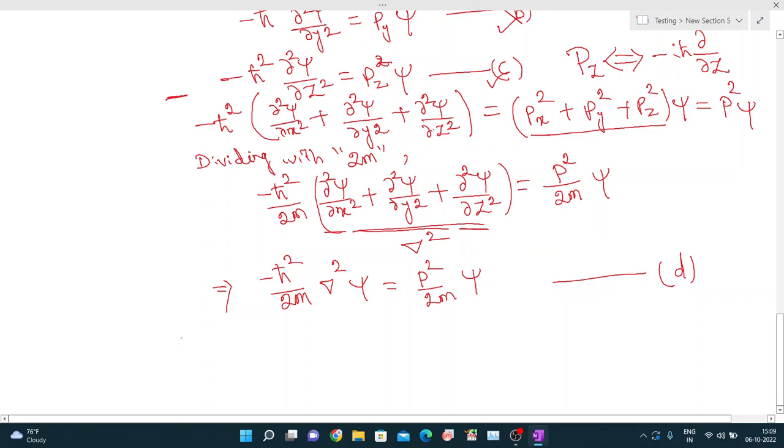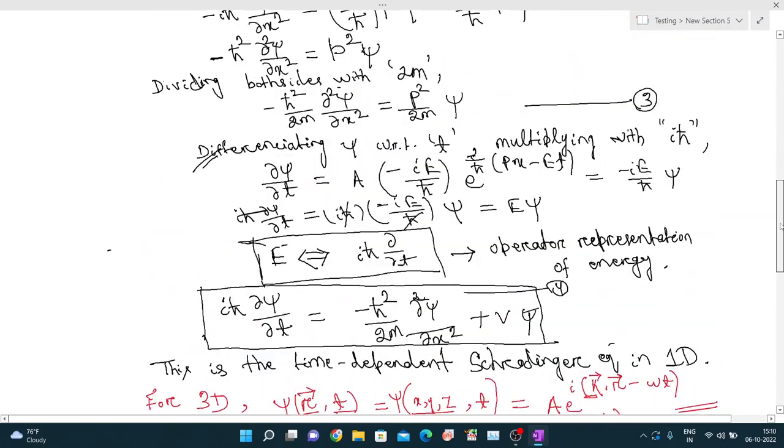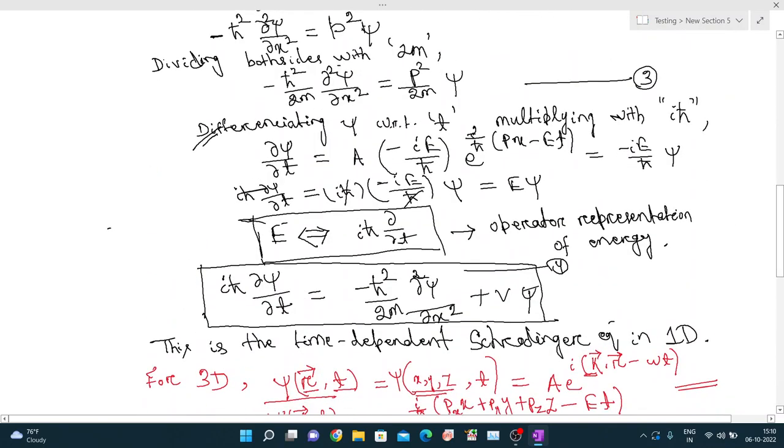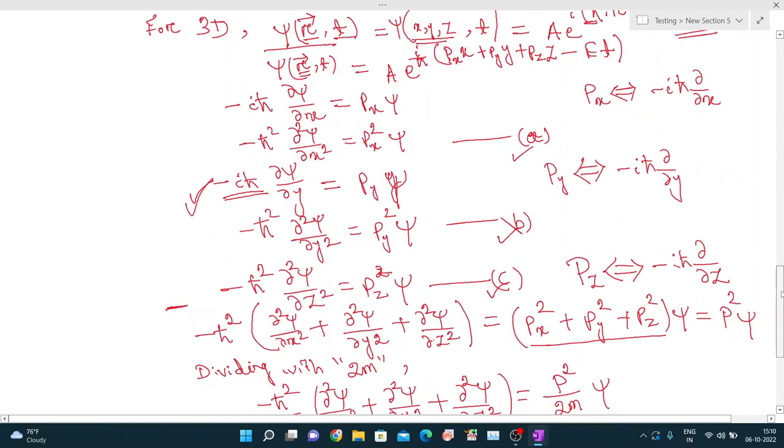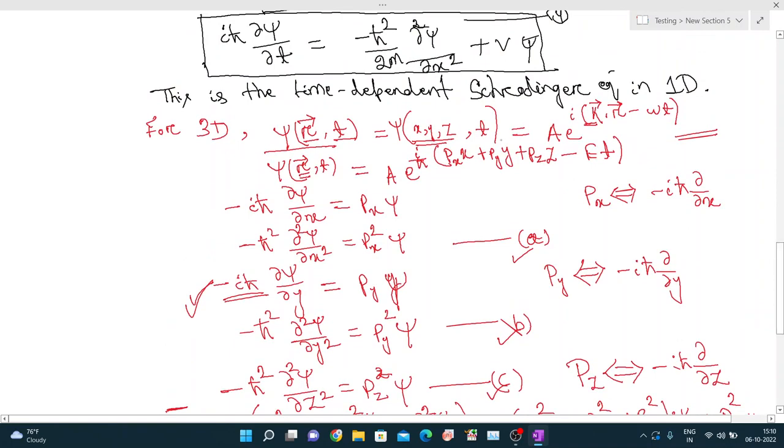Just as we did for one dimension, similarly for energy we have to differentiate psi with respect to t and multiply with i h cross. In the one dimension case, we did differentiating psi with respect to t and multiplying with i h cross. So the same thing we have to do here. So what is the wave function? A into e to the power i (k r minus omega t).